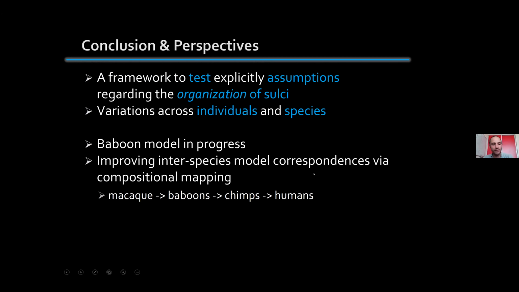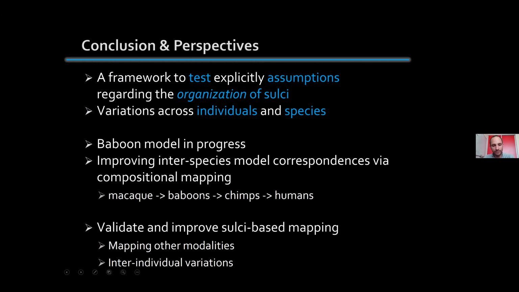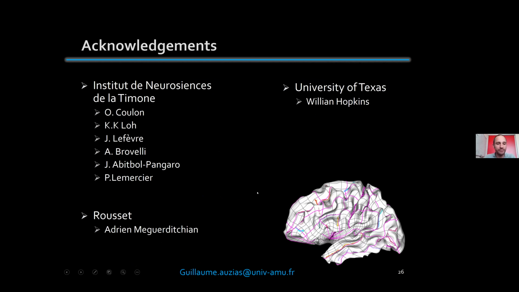So going from macaque to baboon to chimp to human may be more efficient than going from macaque to human directly. And of course, we have a lot of work on validating the sulcus labeling, the mapping, and the assumptions. So I stop here so that we can take a few questions.